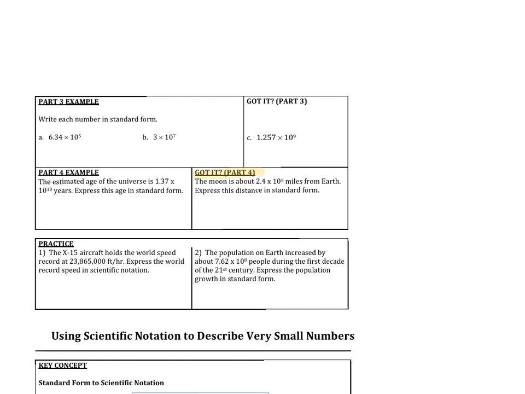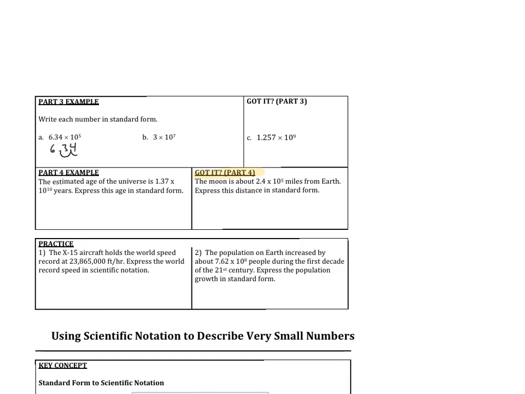Well, what if I'm going the other direction? What if I have something like part 3 example, part A, where I have 6.34 times 10 to the 5th power? That's in scientific notation. I need to convert it to standard form. So the first step is to write out 6.34 as it currently appears. And this 10 to the 5th power means that I'm going to have to move the decimal point 5 places to the right. If I'm multiplying a number by 10 to the 5th power, that number is getting significantly larger. If a number is getting larger, its decimal point is moving to the right.